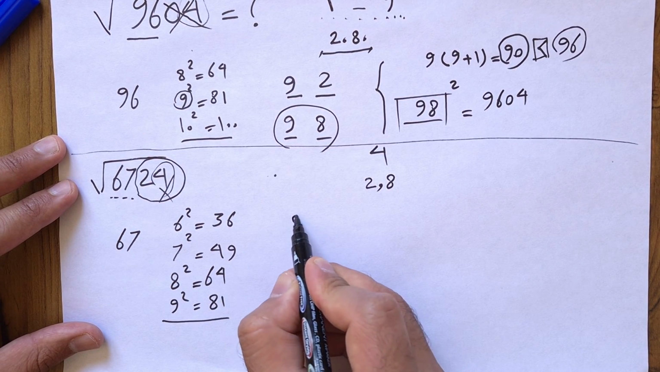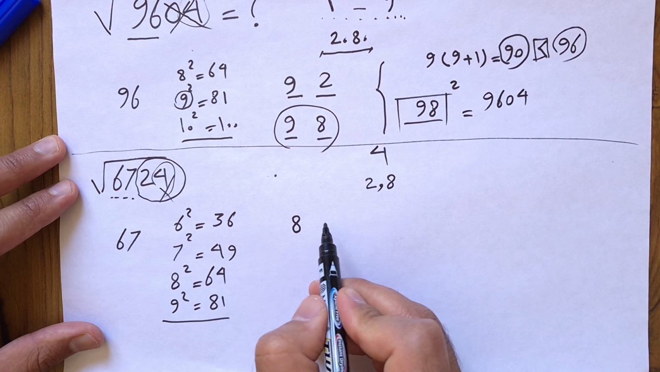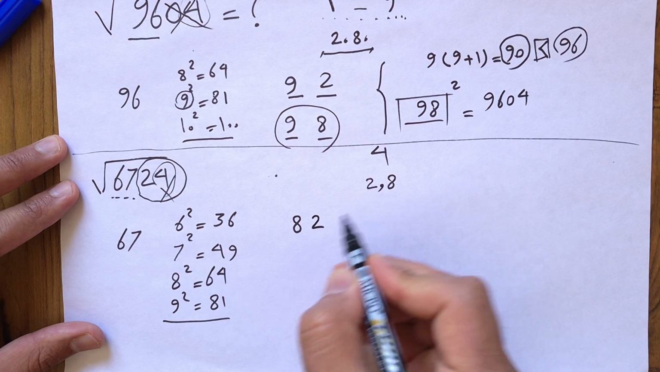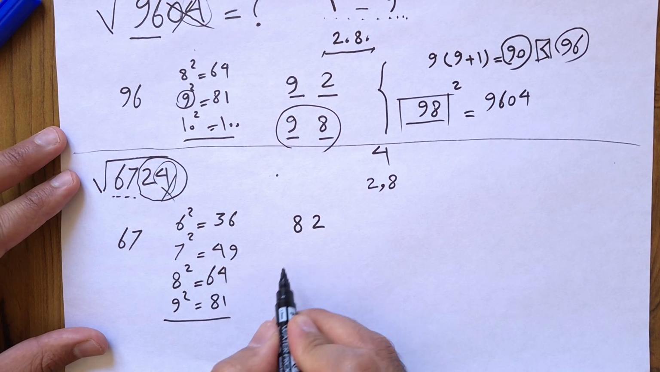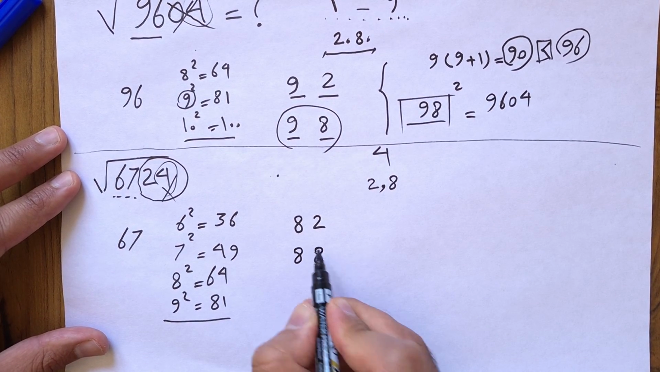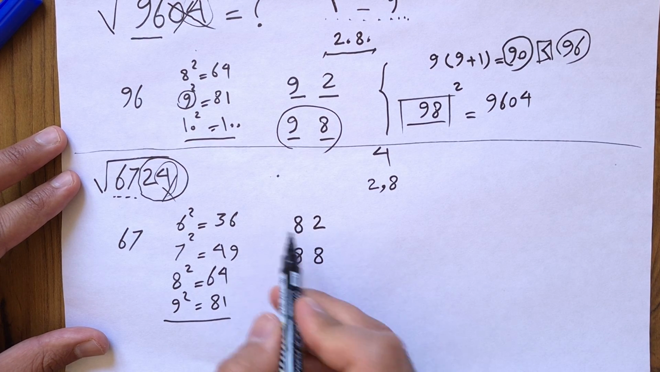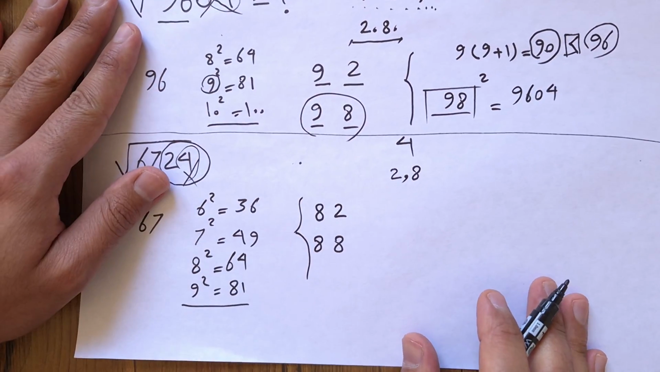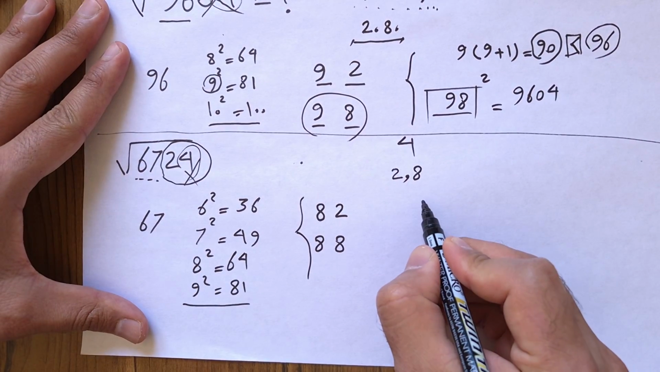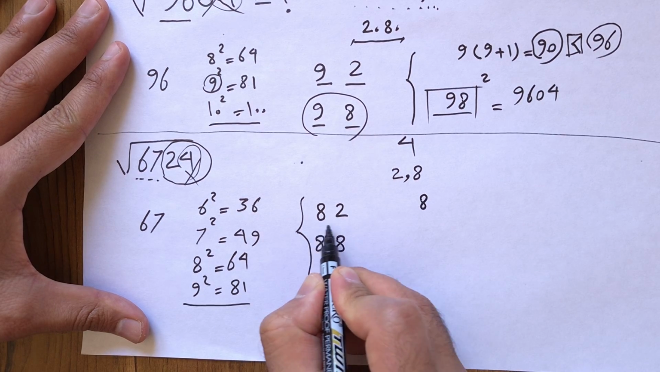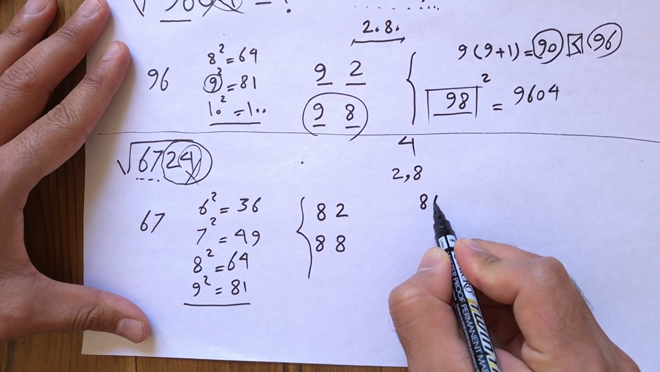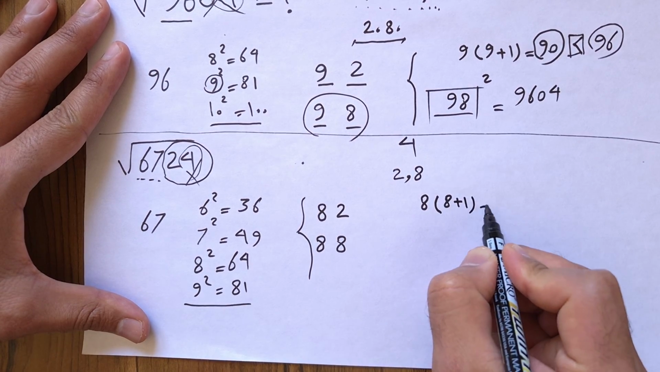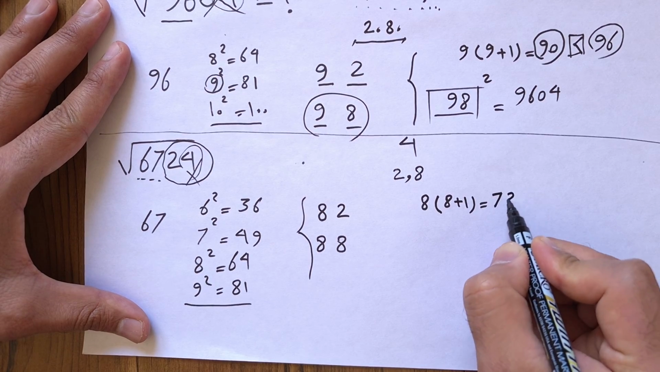So 8 is our tens digit. So the final answer is either 82, so this is the units digit that we found in the first step, or 88. So 82 or 88. But which one is the correct answer? So one last step is just to multiply 8, or the tens digit, by 8 plus 1, or 9. So 8 times 9 is 72.